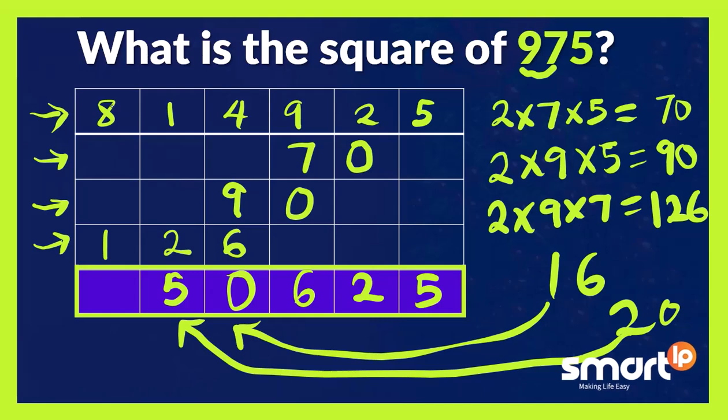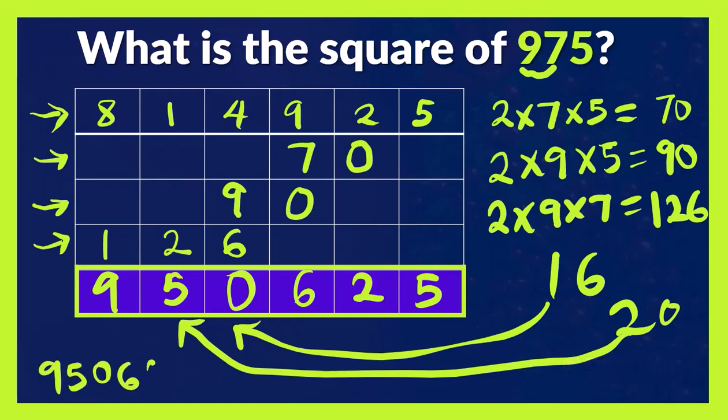And then we have 8 plus 0 plus 0 plus 1, that is 9. And so the final answer we have here is 9, 5, 0, 6, 2, 5. So this is our answer for the square of 975. Amazing, right? You're doing a fantastic job.